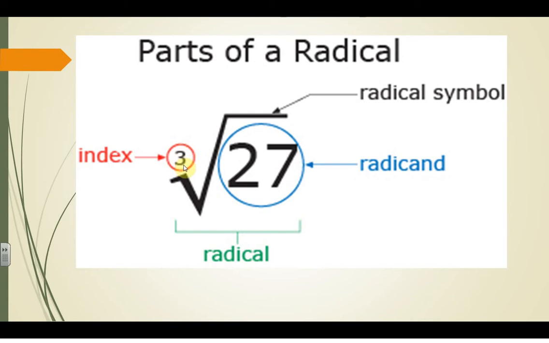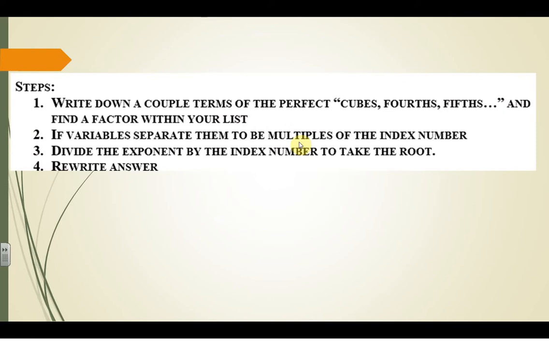Okay. So you have your index, you have a radicand, and you have the radical symbol. This entire thing is referred to as a radical that has an index of 3 and a radicand of 27. And simplifying is really the same rules as it is for a square root. Just now you're doing it with a cube root. So write down a couple terms of the perfect cubes, 4th, 5th. It's just good to know a few of the basics. Like 2 cubed is 8. 3 cubed is 27.